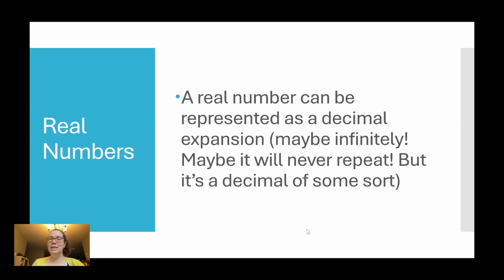In math, we deal with real numbers and not real numbers, which we call imaginary numbers. Both of those fall under the umbrella of complex numbers, but you don't need to worry about that for now. We are just going to live inside real numbers. Real numbers have a decimal expansion. We can write it in some sort of decimal. Maybe the decimal goes on forever, maybe it repeats, maybe it doesn't, but it has a decimal expansion.